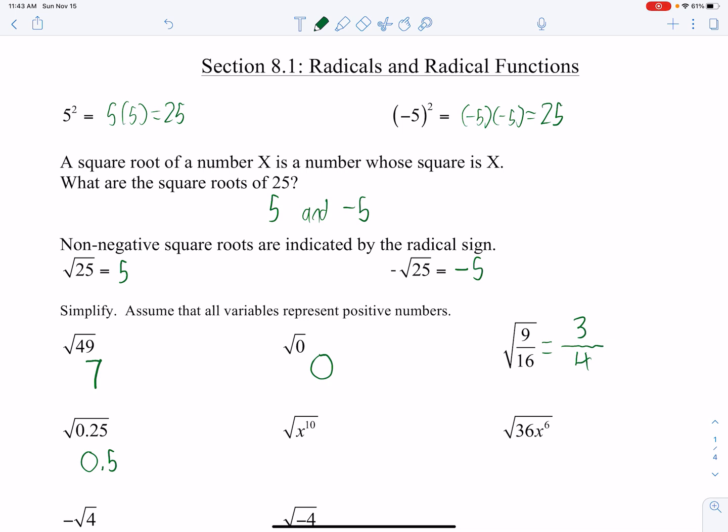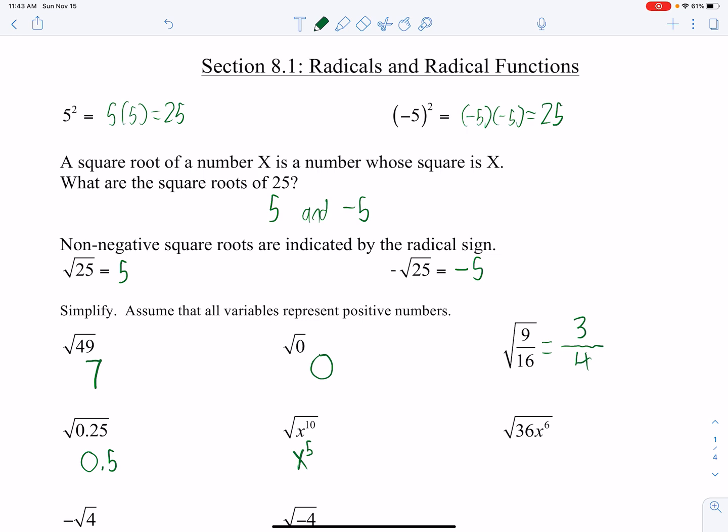Now let's take a second and talk about variable powers, like the square root of x to the 10th. Here, the trick is to take the square root of an exponential expression, divide the exponent by 2. 10 divided by 2 is 5, so the square root of x to the 10th is x to the 5th.